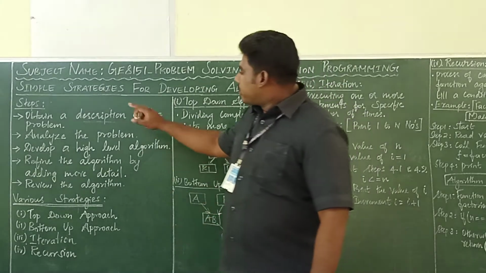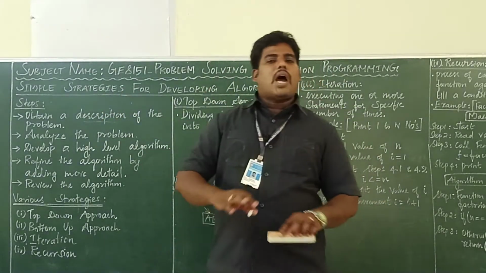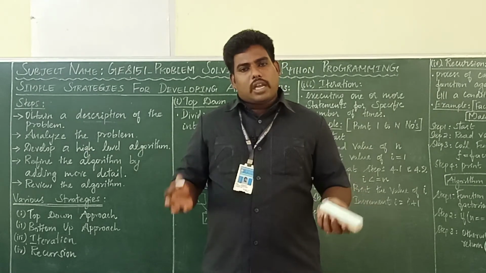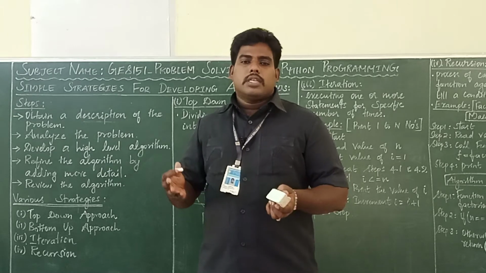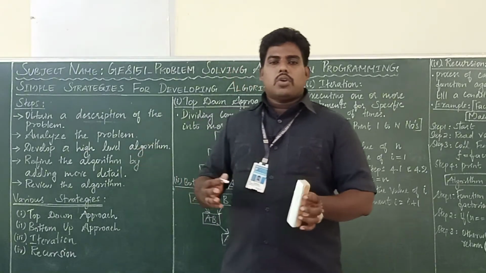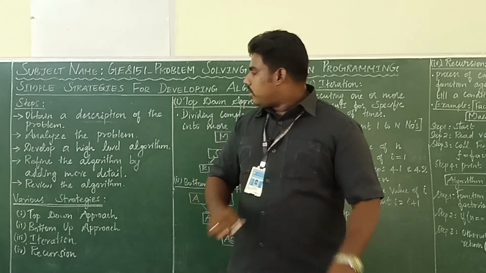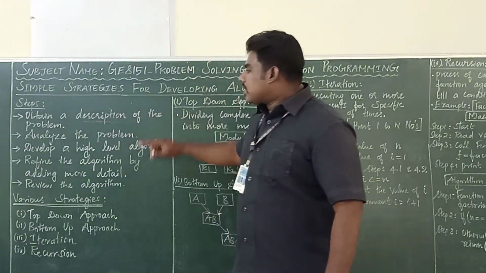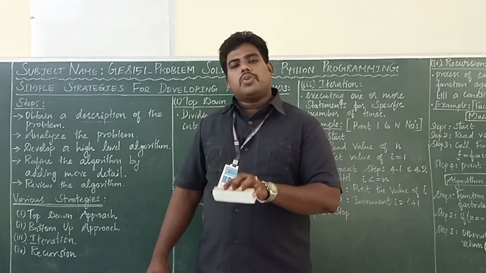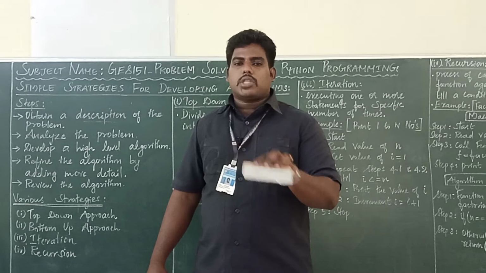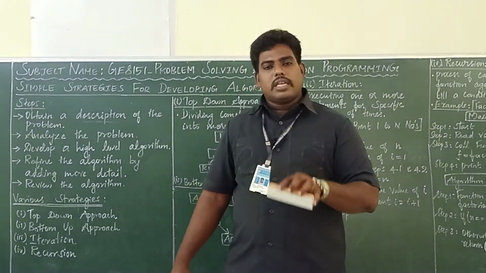Okay, so the steps required for developing an algorithm. What is an algorithm? It's a step by step description to find the solution. So first you have to know about the problem, right? That's the first step: obtain the description of the problem. Before developing an algorithm you have to know a clear sketch about the problem. What's the problem? First you have to know.